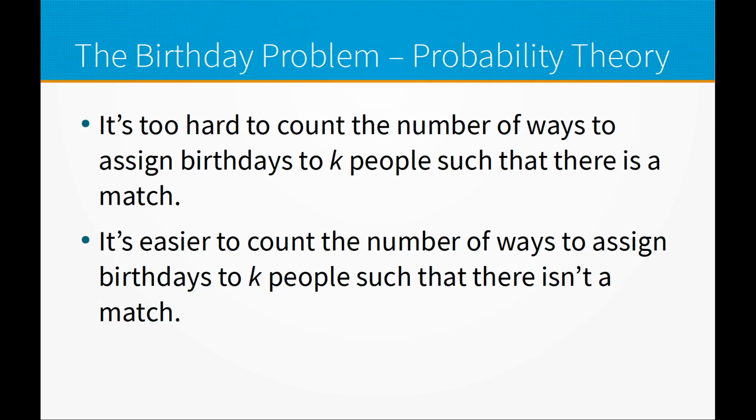So counting the number of ways to assign birthdays to k people such that there is a match is pretty hard. And it's a lot easier to count the number of ways to assign birthdays to k people such that there isn't a match. Right?